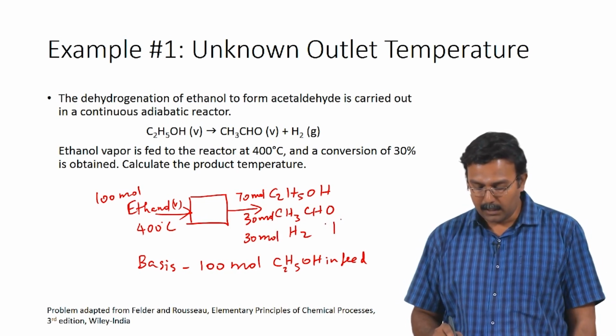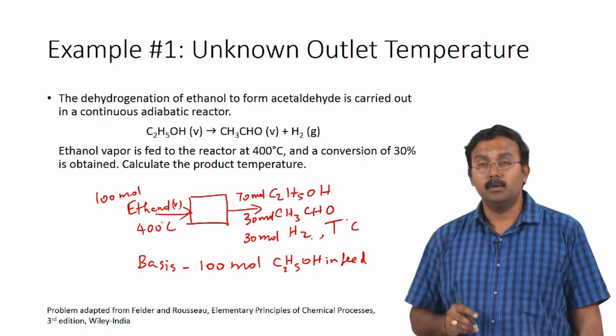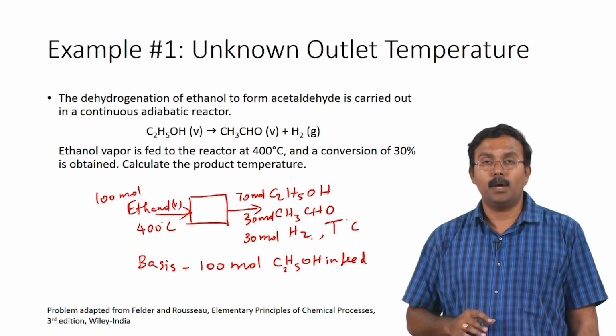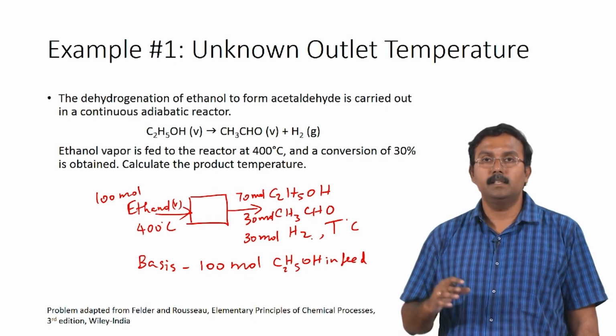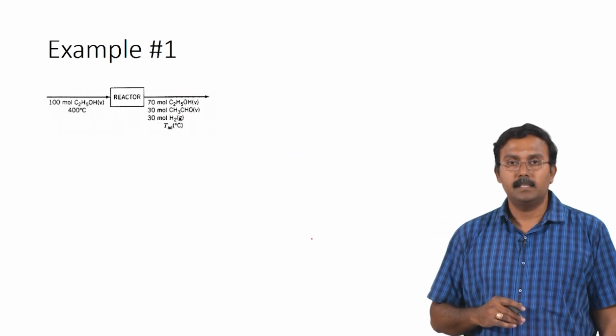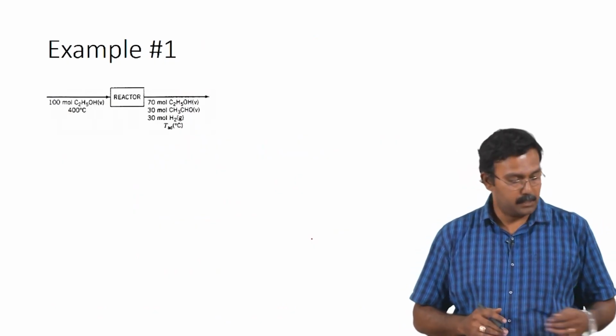So, you have 30 moles of acetaldehyde and 30 moles of hydrogen which are leaving the system. You are asked to calculate the temperature at which they are leaving. Let us just call that T degrees Celsius. So, now this is the flow chart and this is the process for which we need to identify the outlet temperature. Let us see how we go about performing the calculations.